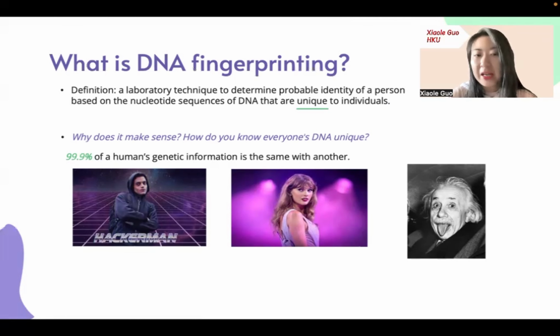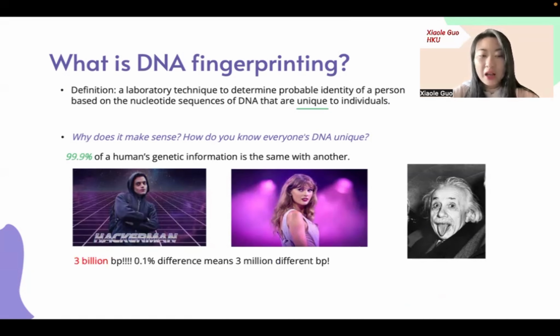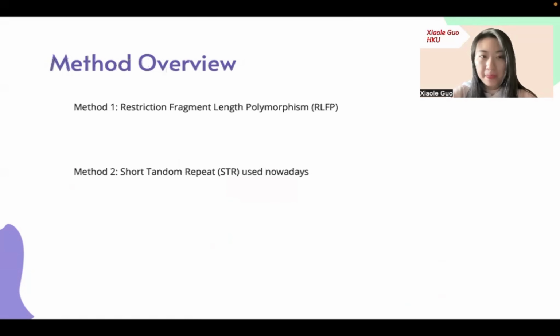99.9% of a human genetic information is the same with each other. It means that these three people are actually very similar. However, considering the huge amount of BP we have in one genome, 0.1% different actually means around 3 million BPs are different. That's a lot. That's why we could leverage that difference to identify each other through DNA.